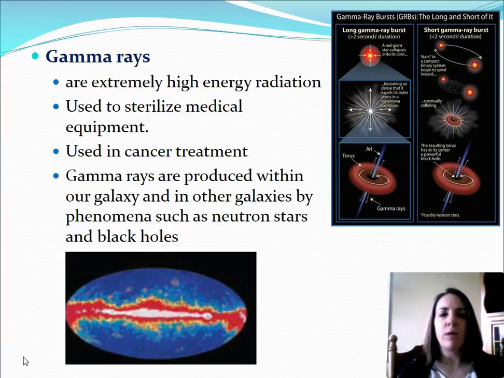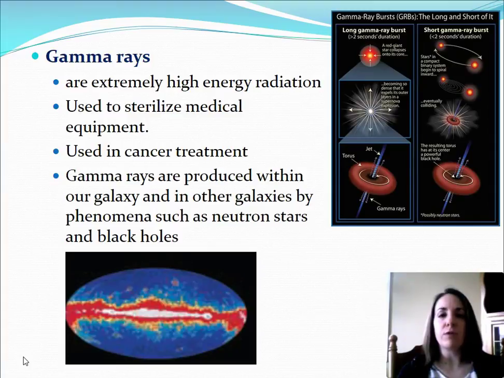Okay, so the last type of wavelength that we need to talk about in our spectrum are the gamma rays. This is the highest energy radiation in our spectrum, extremely high. We do not want ourselves exposed to these very much or at all. Again, extremely high energy radiation.